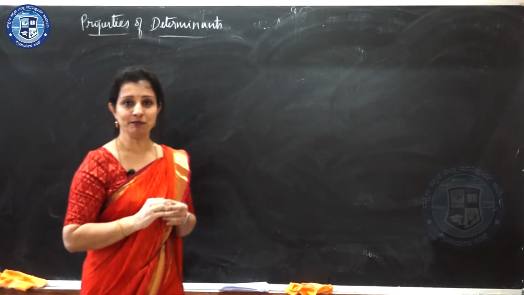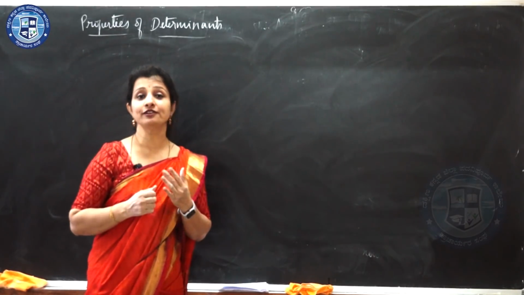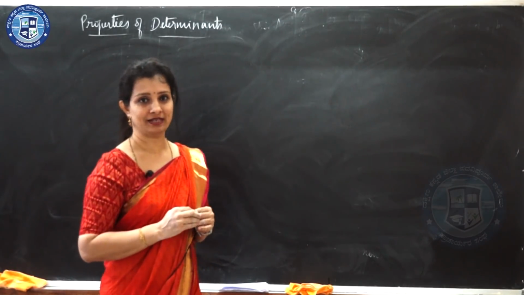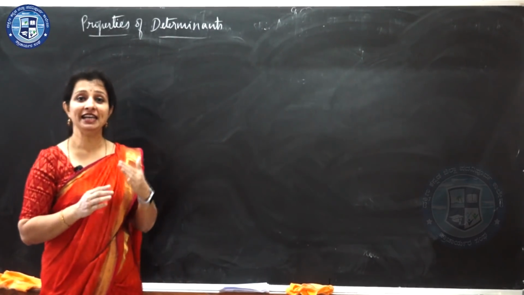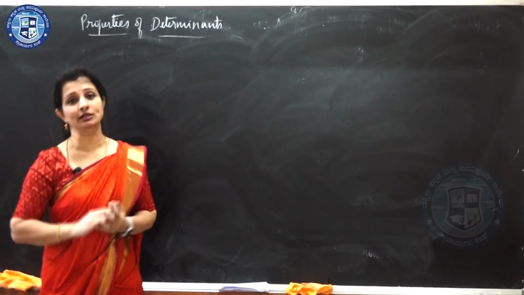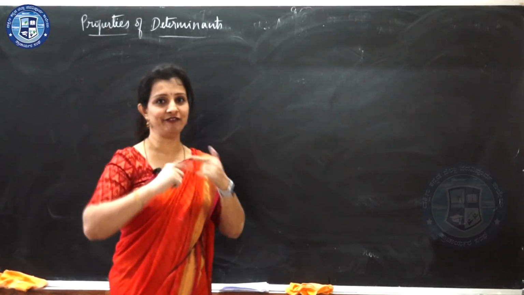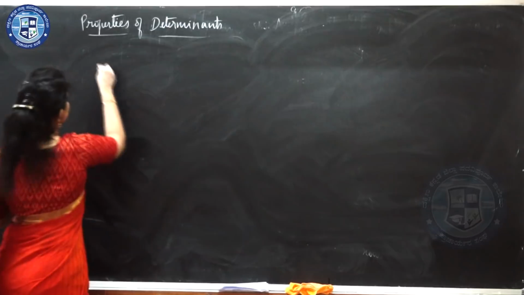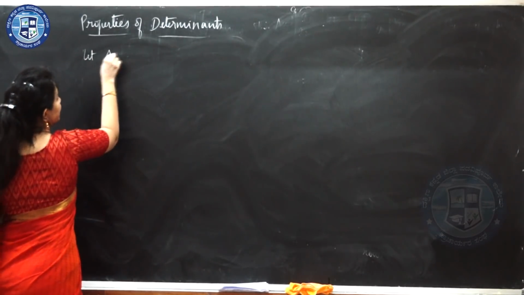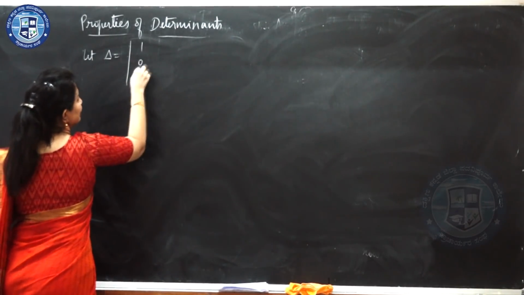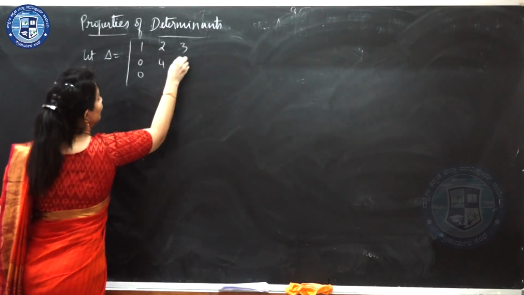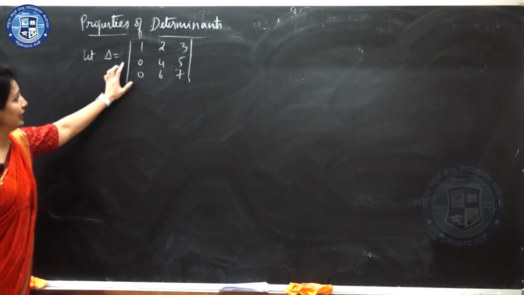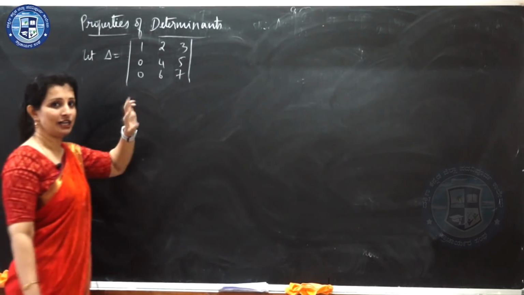See, the second property is, what if you interchange only any two rows or any two columns? The first one you have seen while interchanging all the rows and columns. Now, any two rows if we interchange, what will be the value of the determinant? For example, look at this. Let us take delta is equal to 1, 0, 0, 2, 3, 4, 5, 6, 7. Okay. So, here is a determinant of order 3.